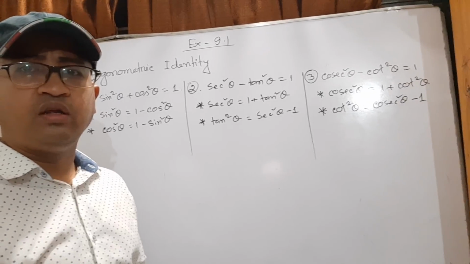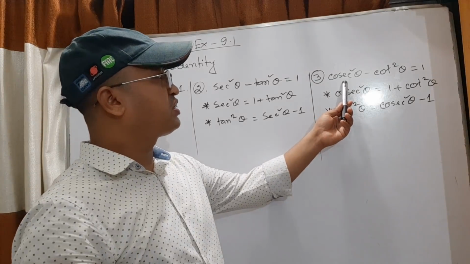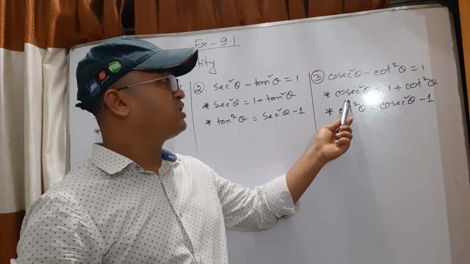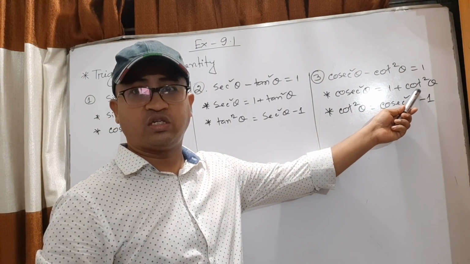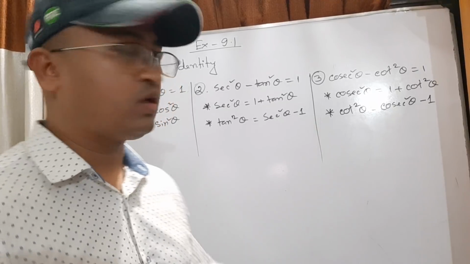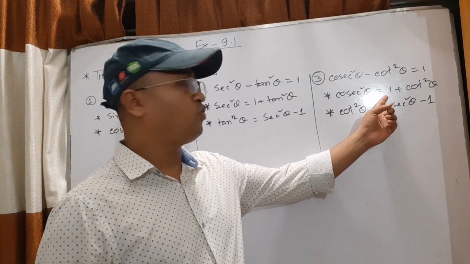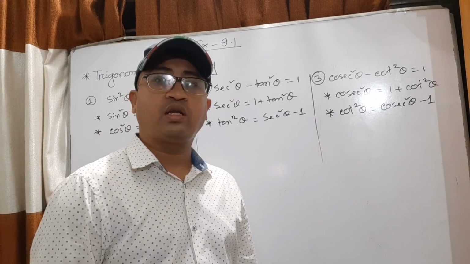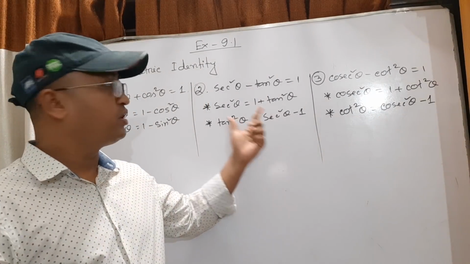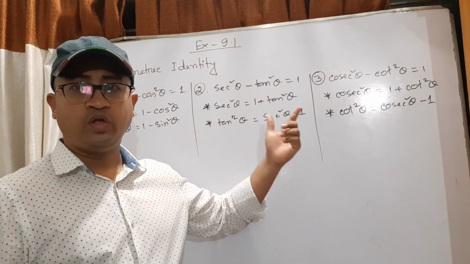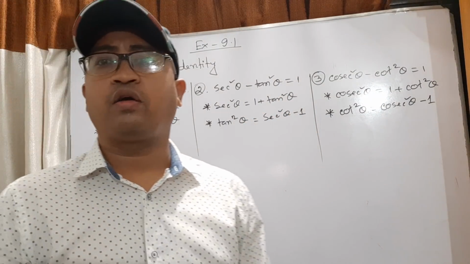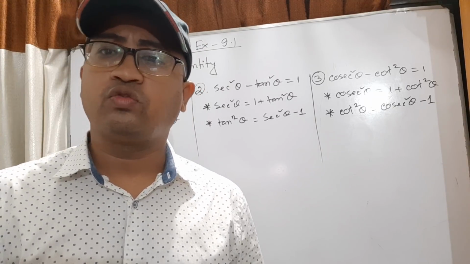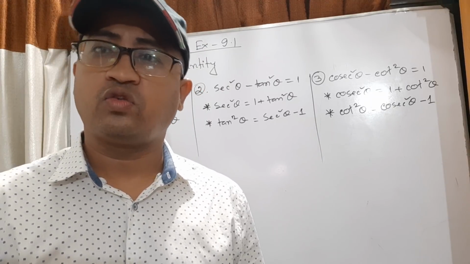Now third, cosec square theta minus cot square theta equals 1. So cosec square theta will be 1 plus cot square theta. And cot square theta will be cosec square theta minus 1, just like this equation. These two are similar. You should note it, because when you do your maths, you need to apply this. So you should memorize it.